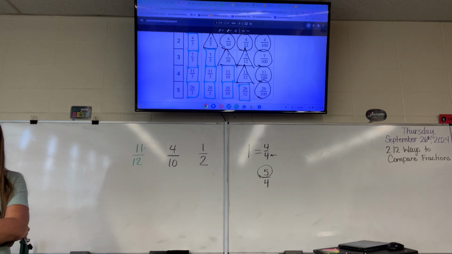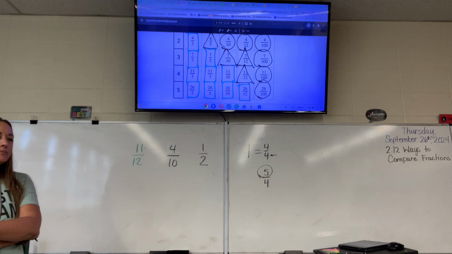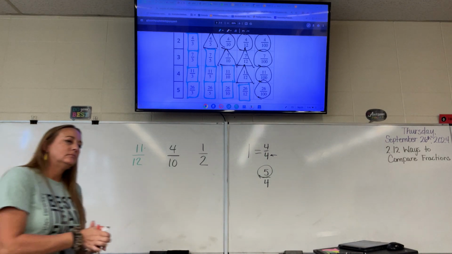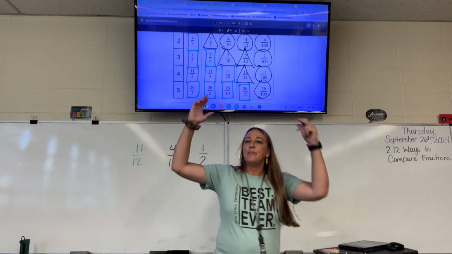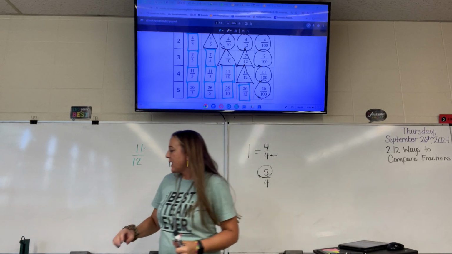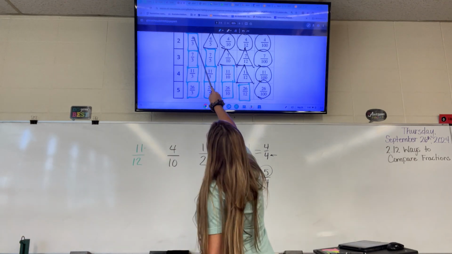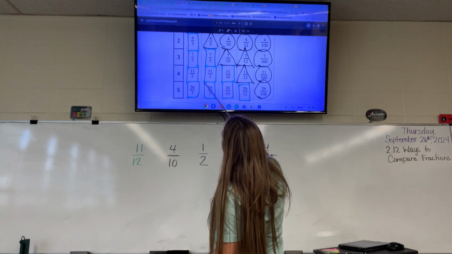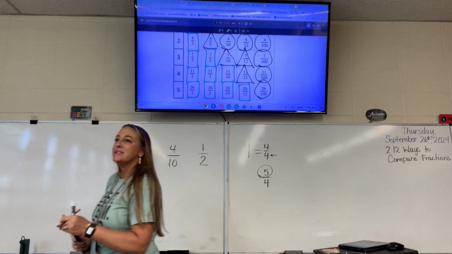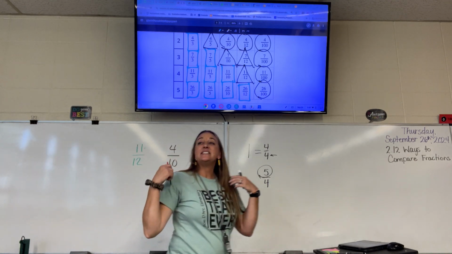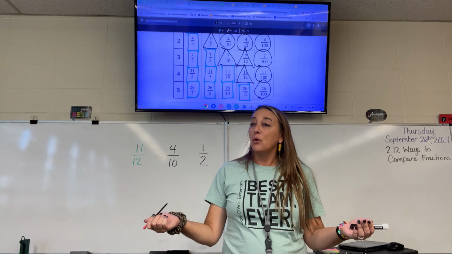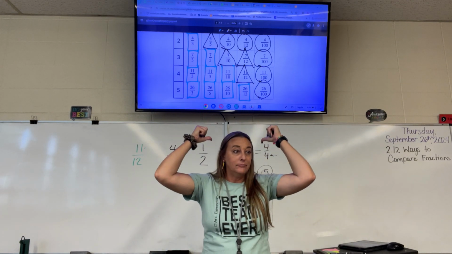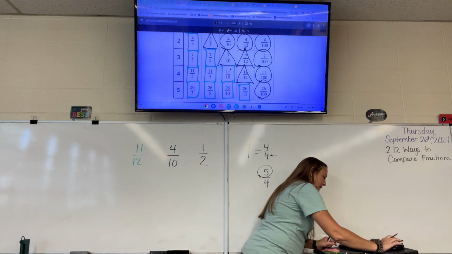Not talking patterns here. Oh, Zerelda. They are all bigger than one whole. They all have a bigger number on top, right? If you look at them, bigger number on top, bigger number on top, bigger number on top. All of them have a bigger number on top. What does that mean? That helps us define what a fraction greater than one whole is. A fraction greater than one whole has a bigger number on top.